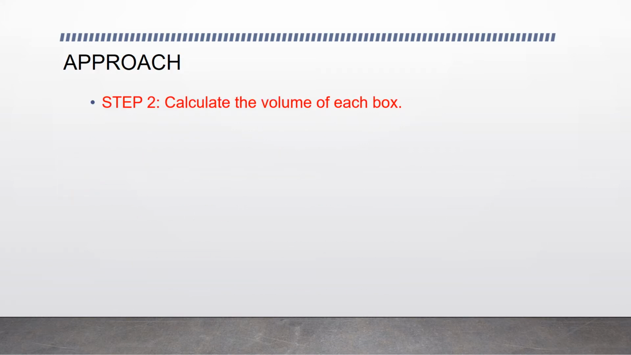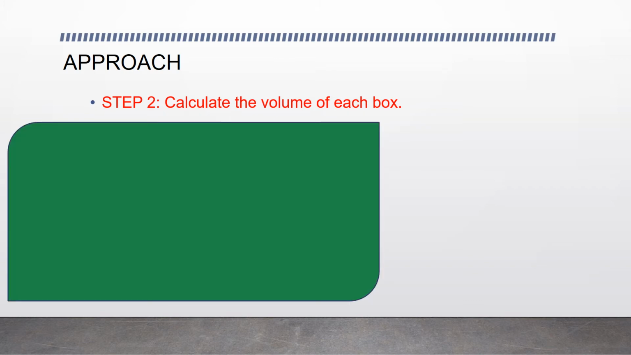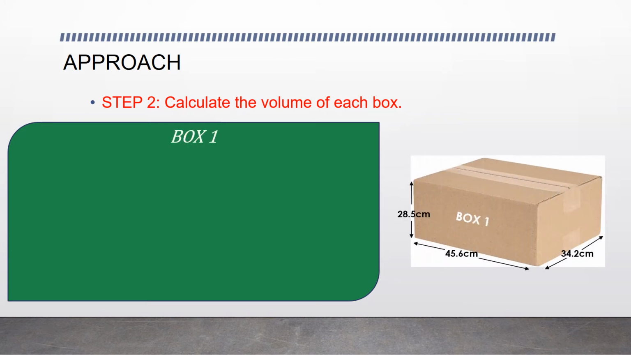Step 2. Calculate the volume of each box. Okay, so let's look at box 1. These are the dimensions for box 1. And if we pay attention to the box, we realize that the dimensions are not the same. They are not equal. Hence, we will need to look at this formula to calculate volume. Length times width times height.